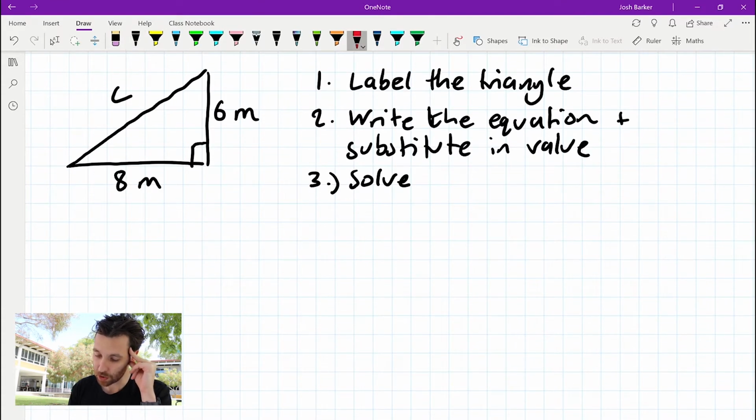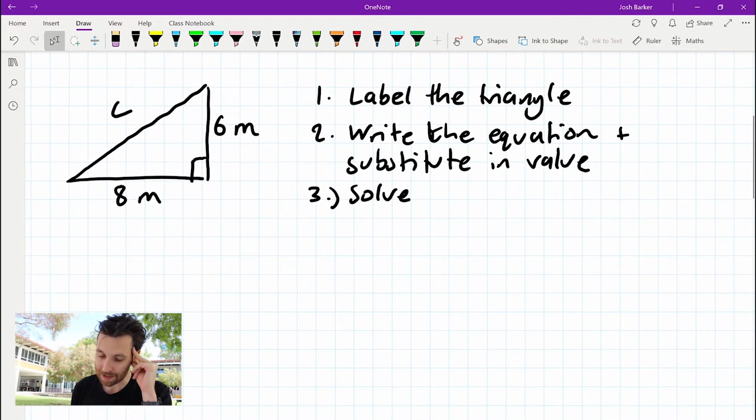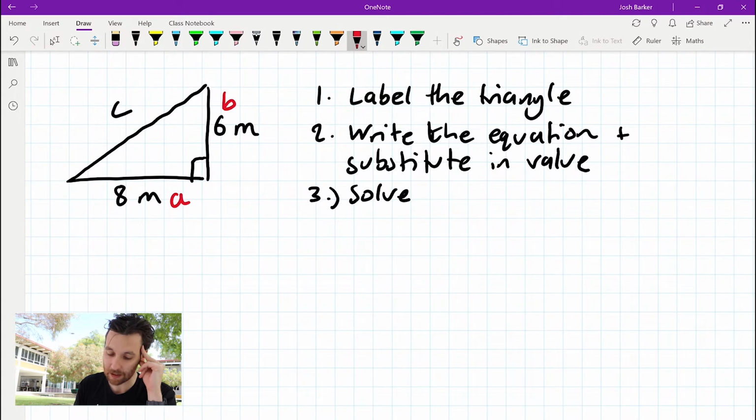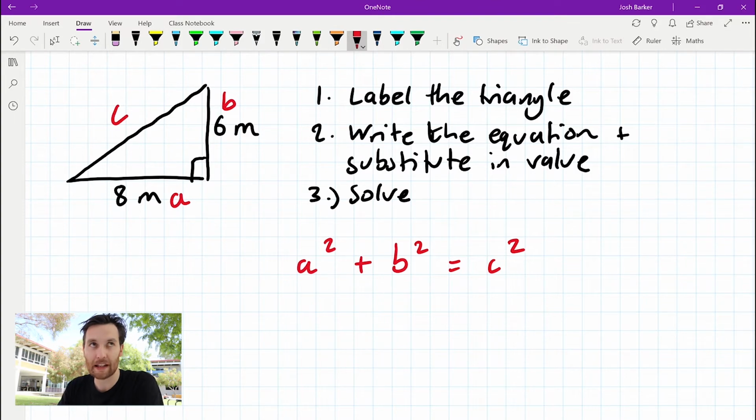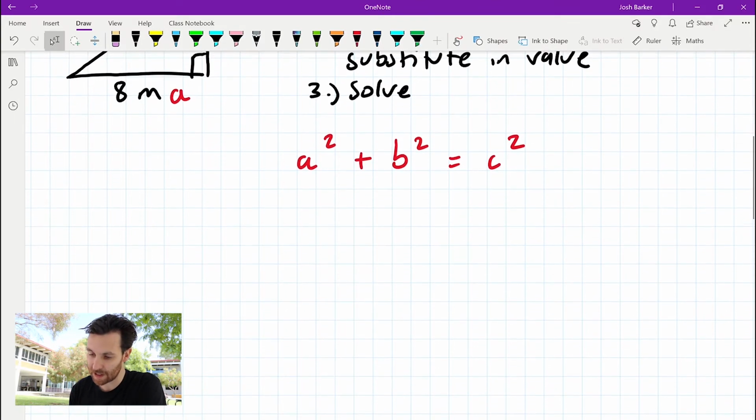Okay, so the triangle that we've got on the right hand side, I'm going to say this side length is A, this side length is B, and as we've said already, we'll call the hypotenuse C. Okay, so writing down the equation for Pythagoras: a squared plus b squared equals c squared. So that's part of step 2. Now I'm going to substitute in the values, which is the second part of step 2.